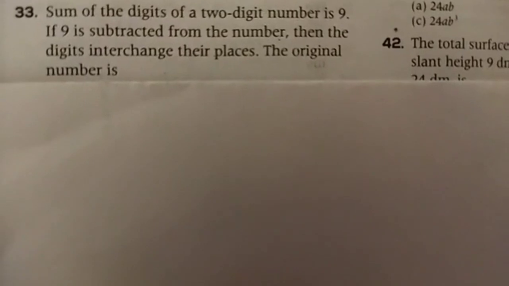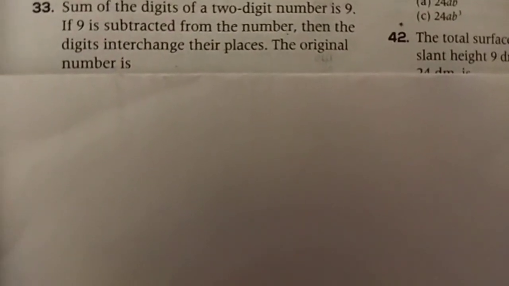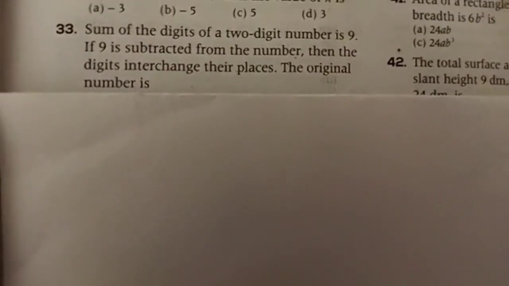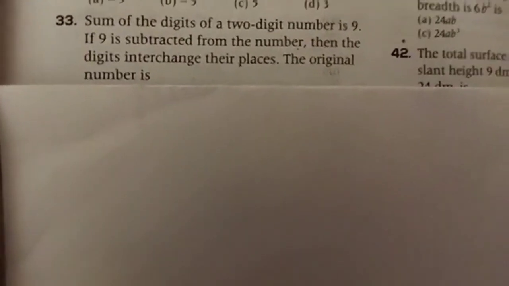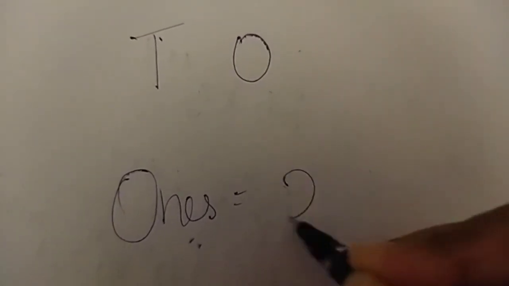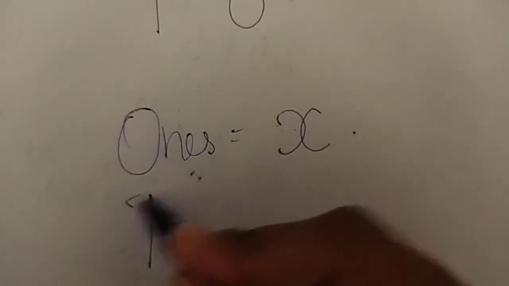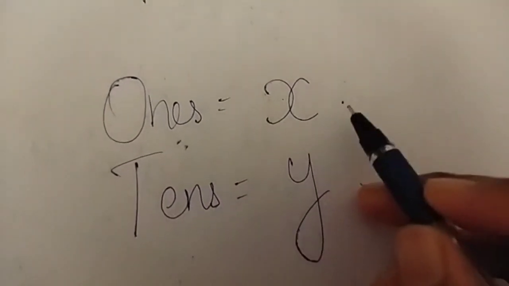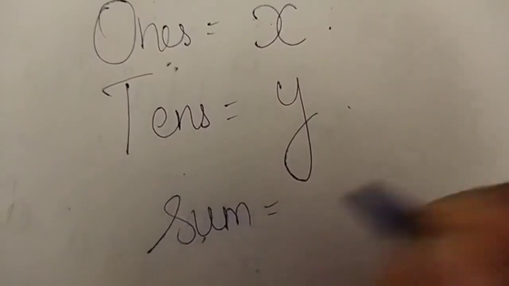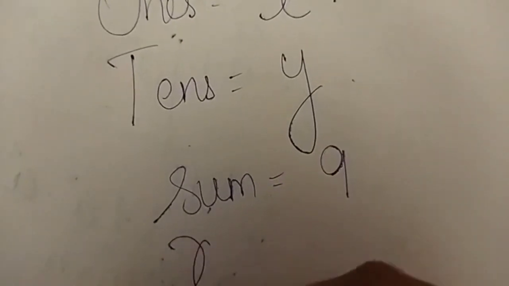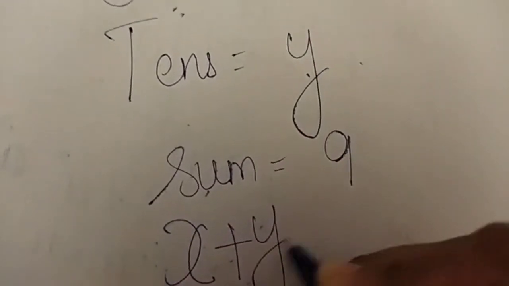The sum of the digits of a 2-digit number is 9. If 9 is subtracted from the number, then the digits interchange their places. The original number is? So there is a 2-digit number whose digit sum is equal to 9. Let's take the ones digit and tens digit. Let me take the ones digit as x and the tens digit as y. It is given that the sum of the digits is equal to 9.